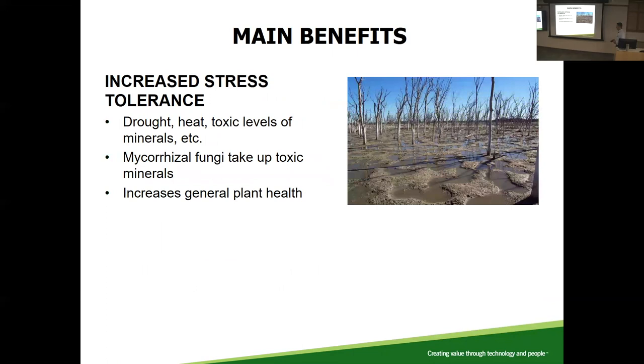Increased stress tolerance under drought, heat, and toxic levels of minerals. It's a very interesting phenomenon, how mycorrhizae can help in alleviating toxic levels of minerals, because what happens is the mycorrhizal fungi take up the toxic nutrients from the soil, but they just don't transport them to the plants. So this is how they actually protect the plants, because if the plant senses that there's no benefit of this symbiosis or this relationship, then it tries to shut down this mechanism. So that's why the fungus won't really transport these toxic levels of minerals to the plants. Otherwise, the plant would shut down the symbiosis.